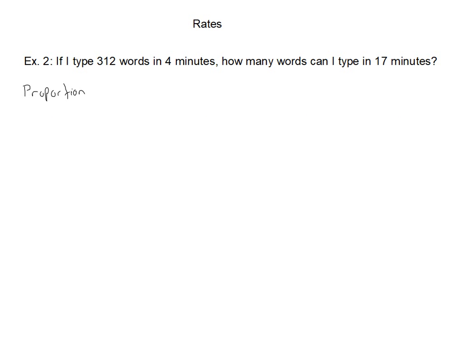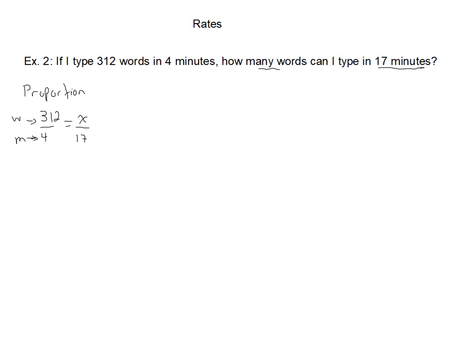When we set up the proportion, we can do the same thing. We're looking at 312 words, so I'm going to put the words on top and the minutes on the bottom in the denominator. We want to know how many words you can type in 17 minutes. Is 17 minutes a number of words or a number of minutes? Because it's a number of minutes, we need to be careful. It's going to go in the denominator. We need to make sure that the minutes are always on the bottom in the denominator and the words are always on the top in the numerator.